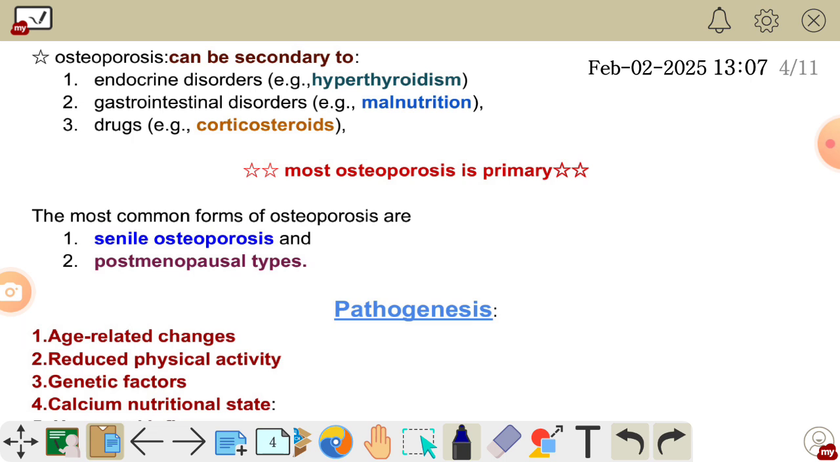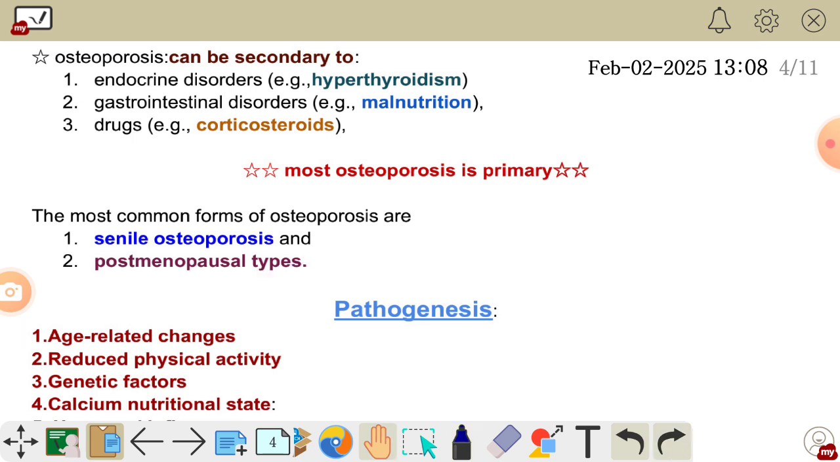Okay, so those are the causes of osteoporosis. We have secondary and we have primary causes. Under secondary causes, we have endocrine disorders such as hyperthyroidism, and we have gastrointestinal disorders such as malabsorption, and we have drugs. So drugs such as corticosteroids can lead to osteoporosis. Then under primary causes, we have two types, which are senile osteoporosis, which is observed in aging, okay, and then we have the postmenopausal type. So those are the most common ones.